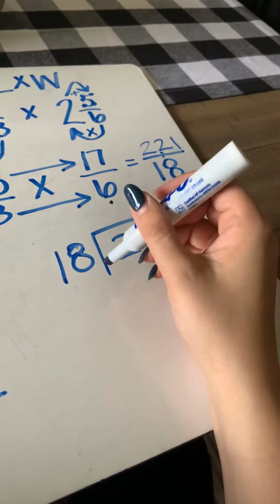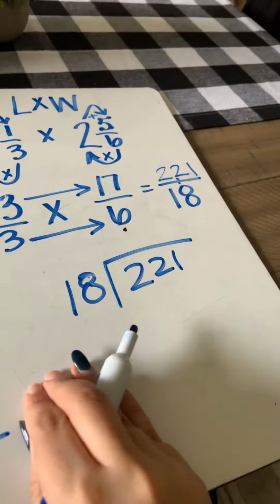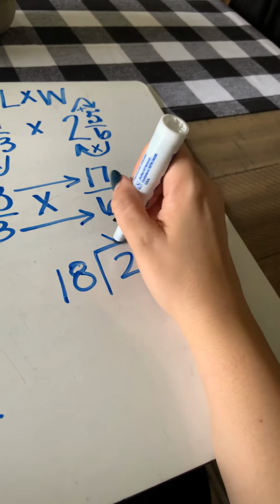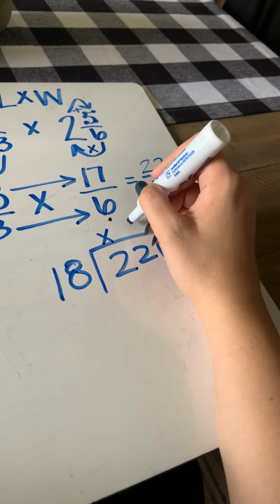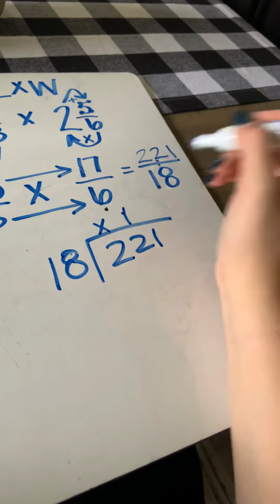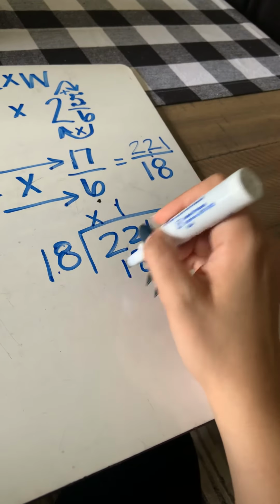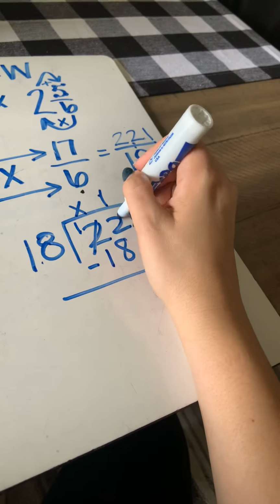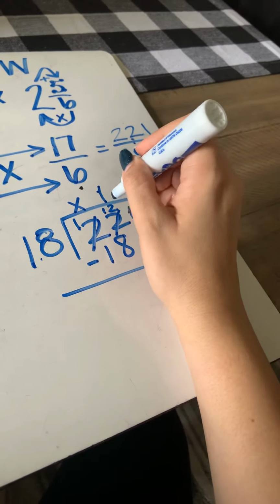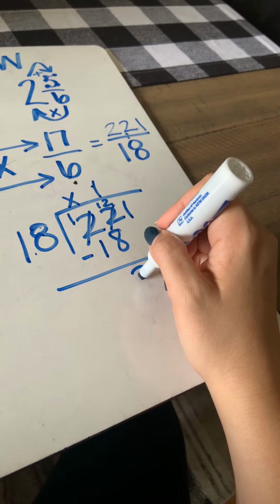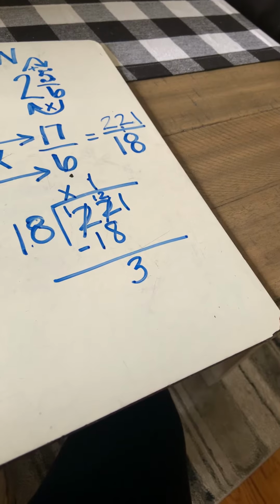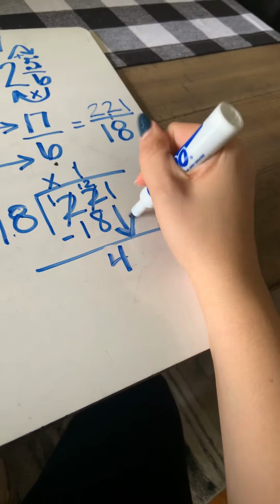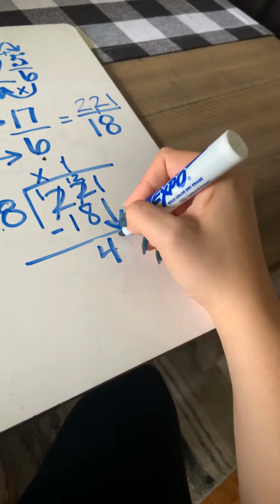So first, oh, my bad. Let's do this first. 18 can go into 22, cannot go into 2. How many times? Once. 18 times 1 is 18. Subtract. I'm going to borrow, making that 12, 8, 9, 10, 11, 12. Oh, sorry, 4. I'm losing my head. Bring down the other 1.